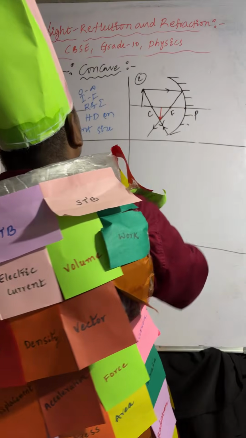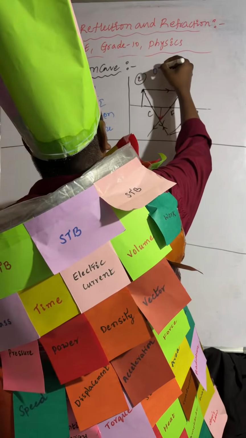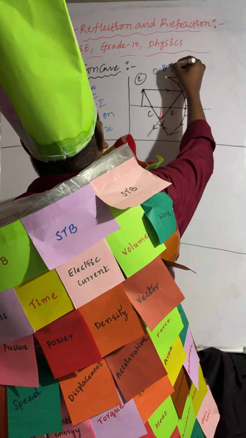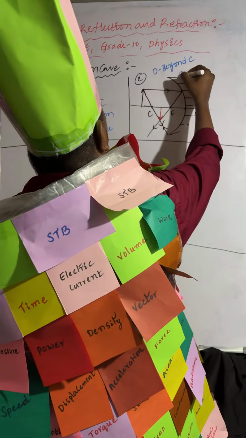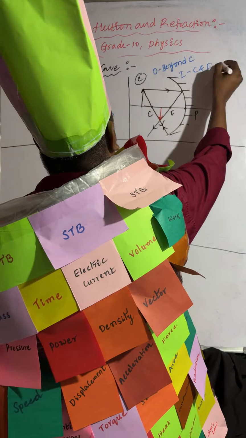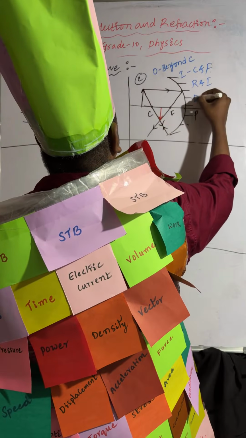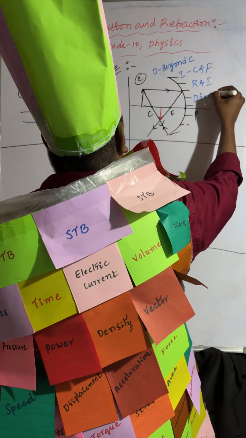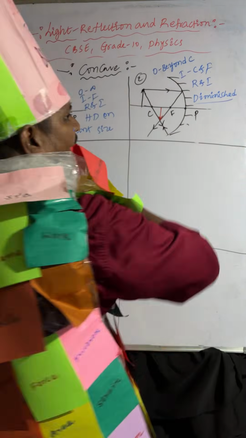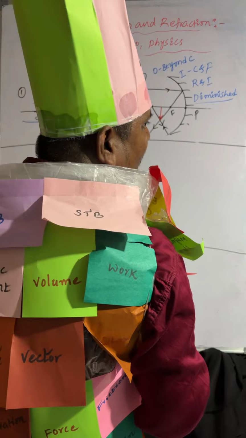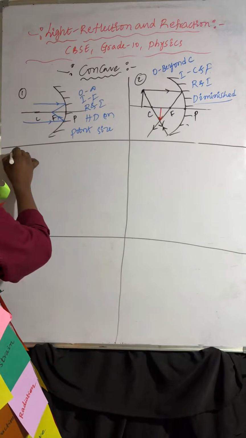Here you can observe, object is placed beyond center of curvature, beyond C. Image is formed between C and F. Nature of the image is real and inverted. Size of the image is diminished. Understood or not? Okay.